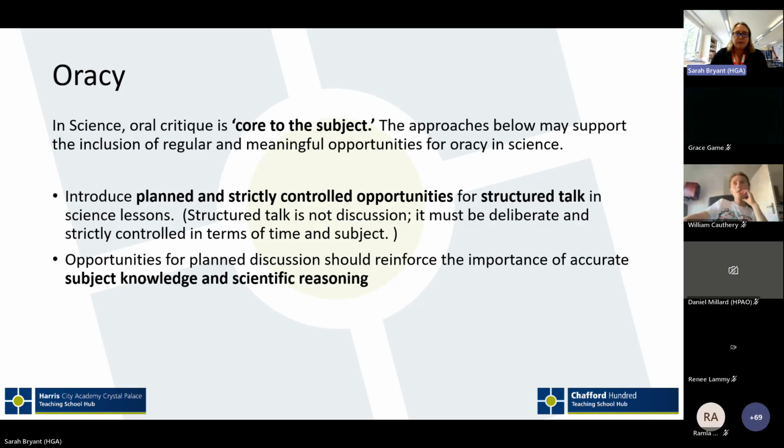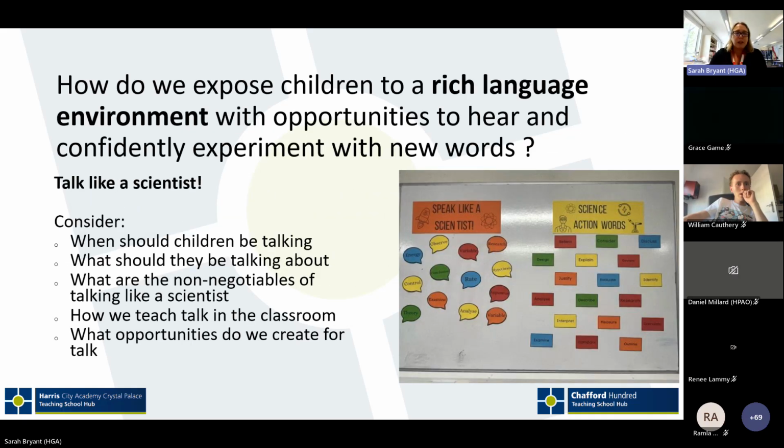So it's almost like that turn to your partner. You present a question, turn to your partner, partner A, say X, partner B, respond, and then feedback. Opportunities for planned discussion should reinforce the importance of accurate subject knowledge and scientific reasoning.